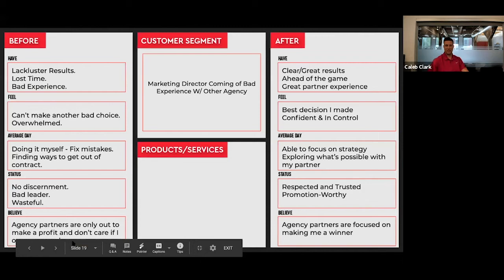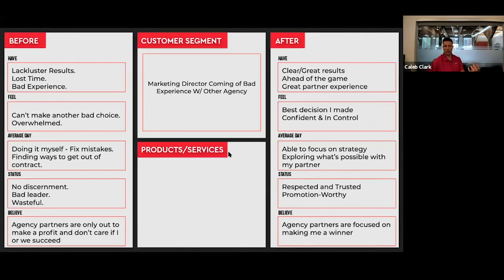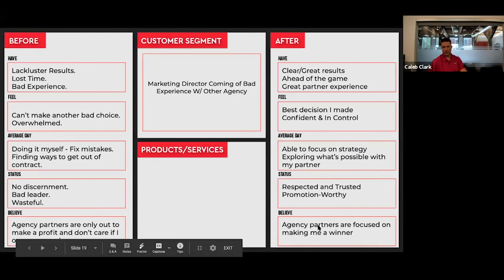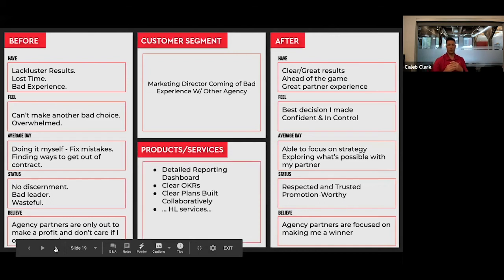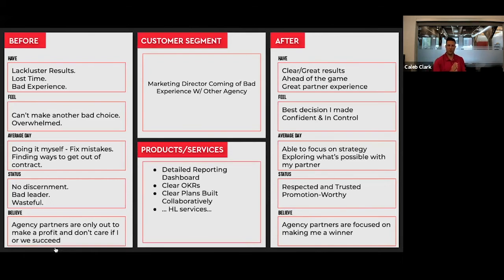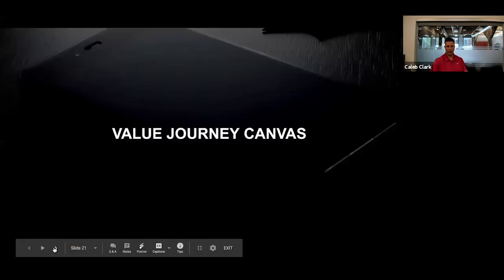What I believe is that agency partners are only out to make a profit, and they don't care if I win or succeed, right? Whereas after, agency partners are focused on making me a winner. So these are some of the transformations that we encourage you guys to map out for your customer segment. Identify who they are, and then just have a brainstorm amongst your team to craft this perfect after state. Okay, so that's step one.